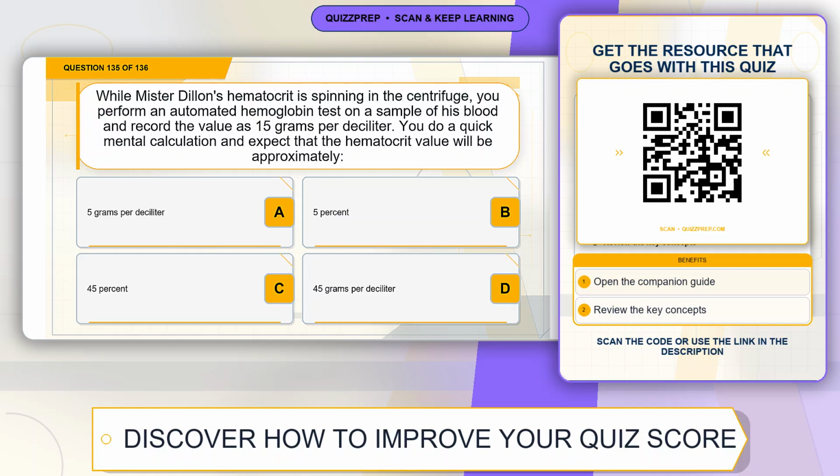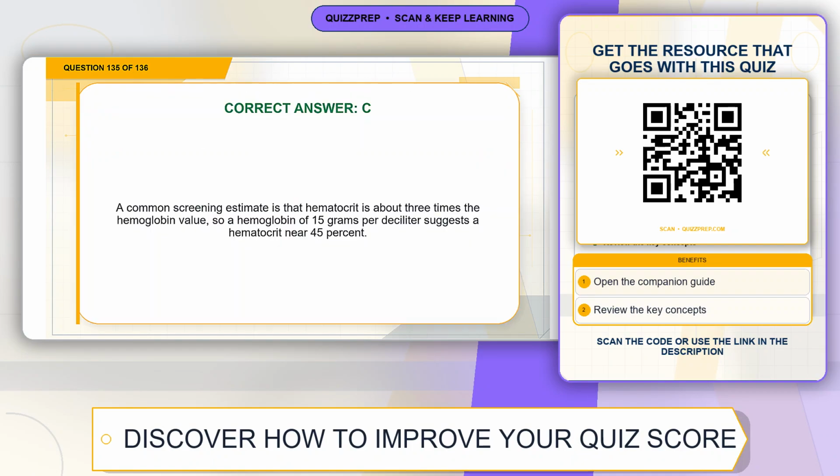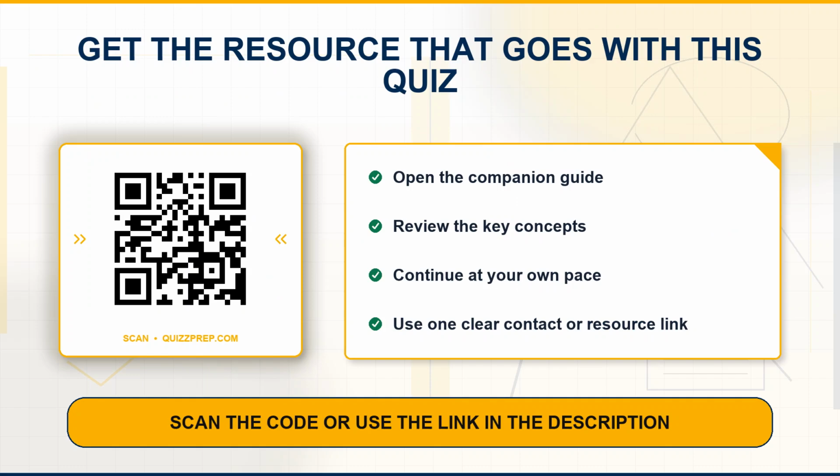Question 135. While Mr. Dillon's hematocrit is spinning in the centrifuge, you perform an automated hemoglobin test on a sample of his blood and record the value as 15 grams per deciliter. You do a quick mental calculation and expect that the hematocrit value will be approximately: Option A, 5 grams per deciliter. Option B, 5%. Option C, 45%. Option D, 45 grams per deciliter. The correct answer is option C, 45%. Explanation. A common screening estimate is that hematocrit is about 3 times the hemoglobin value, so a hemoglobin of 15 grams per deciliter suggests a hematocrit near 45%.